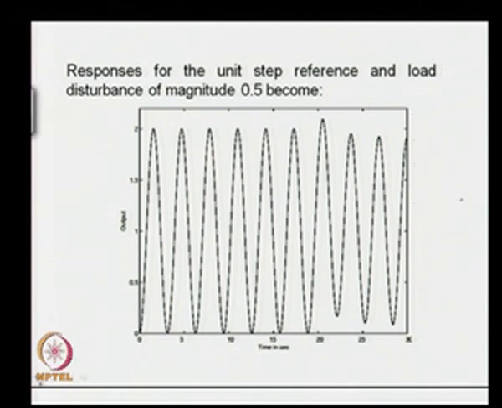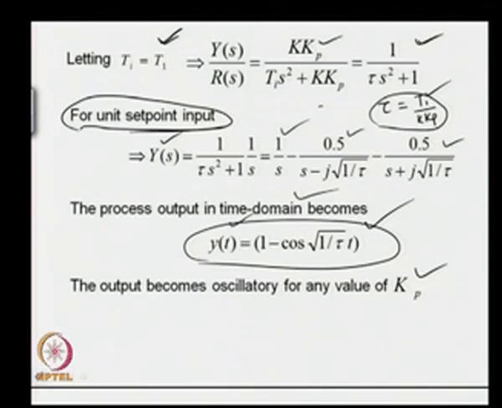How to overcome this problem? This choice of T_I equal to T_1 is not giving us a controller that should perform well. Instead of that, the output is oscillatory, undesirable one with the choice of T_I equal to T_1.